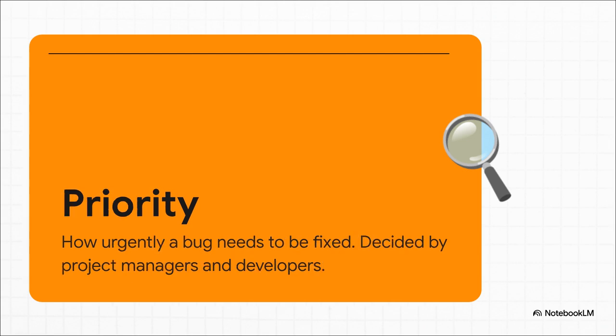Then we have priority. And if severity is the damage report, priority is the dispatch order. How quickly do we need to fix this thing? Is it a drop everything, lights and sirens emergency? This decision isn't up to the tester. It's usually made by project managers. A medium priority means, yeah, it needs to get fixed, but maybe not today.